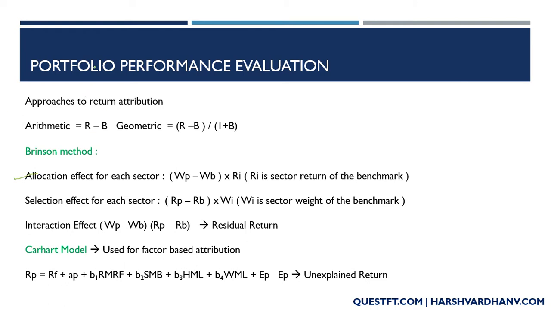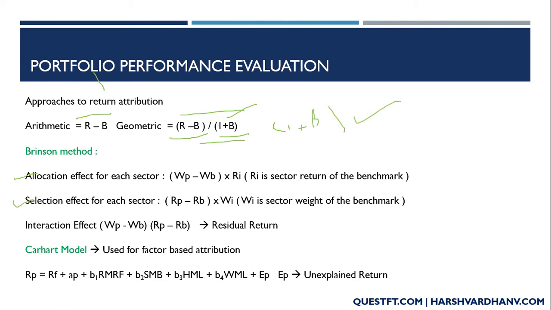Then we go to the approaches to return attribution. The first one is very simple: arithmetic, which is the return of the portfolio minus the return of the benchmark, and geometric is the arithmetic return divided by the return that you have earned on the benchmark, so 1 plus benchmark return. So this is the first method, the mathematical method.